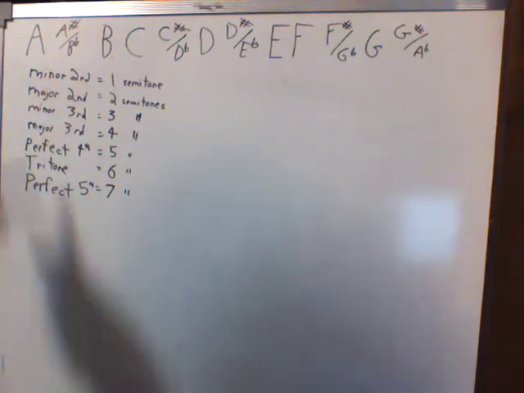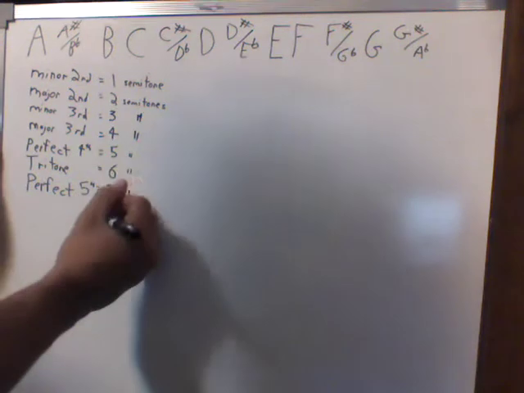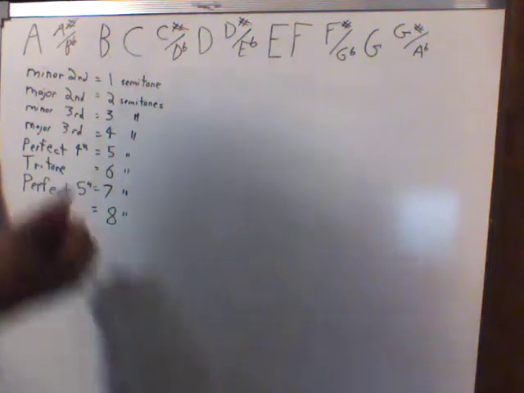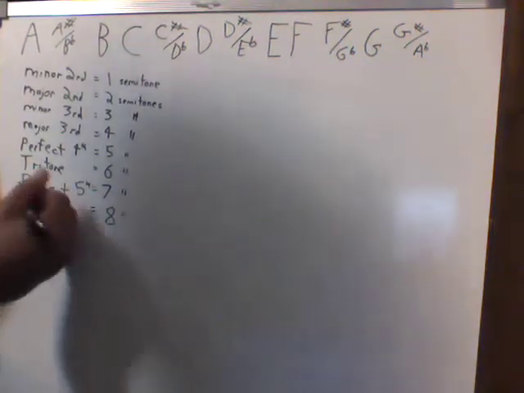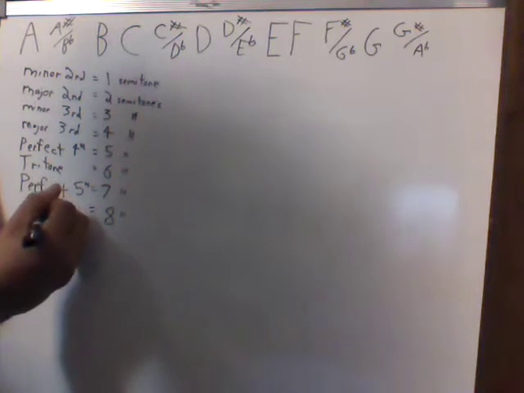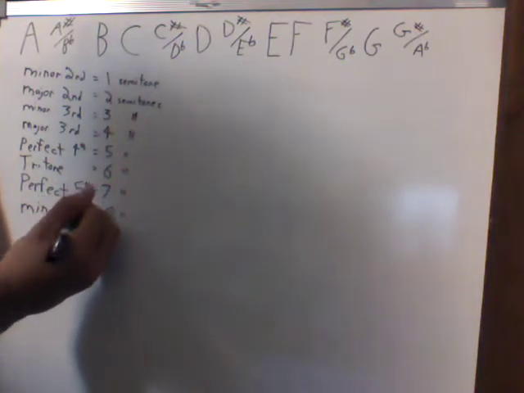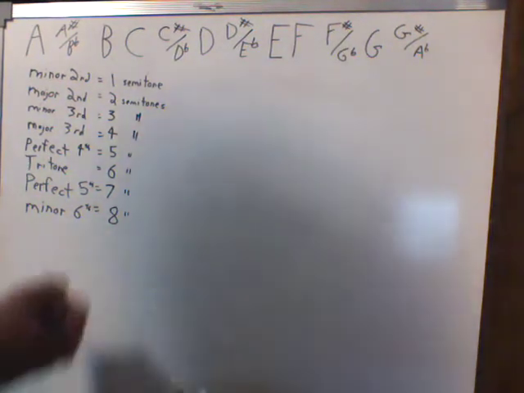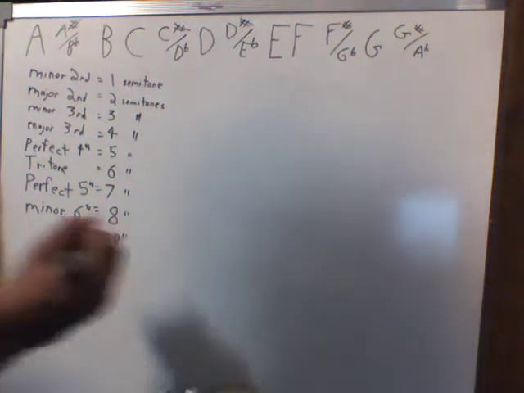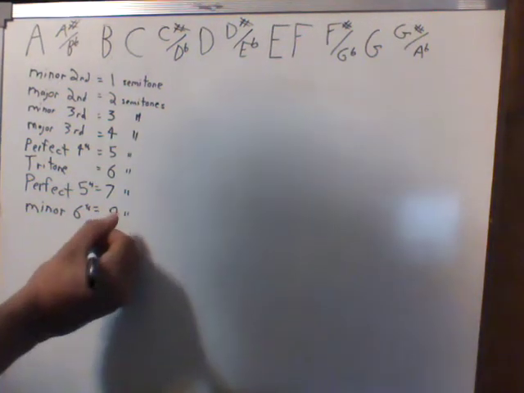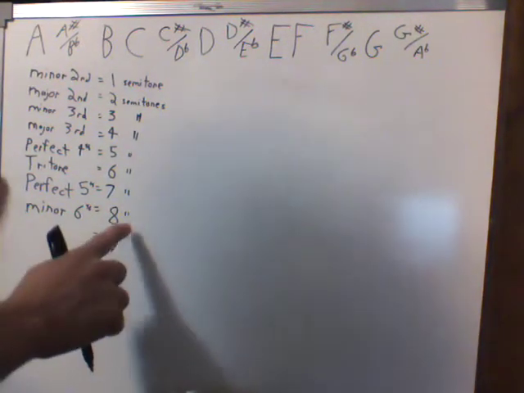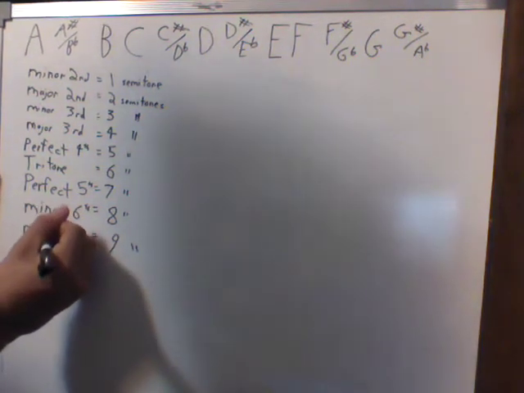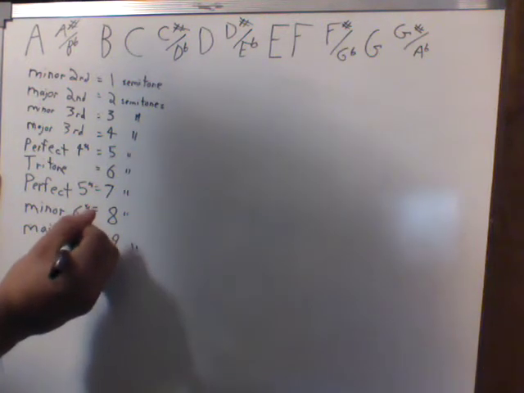And then the rest of them, they follow the minor-major pattern. So 8 semitones is a minor sixth. Okay? 8 semitones is minor sixth. 9 semitones is what? A major sixth. Major sixth, there we go.